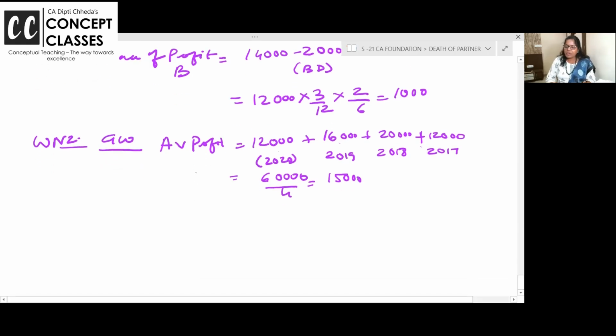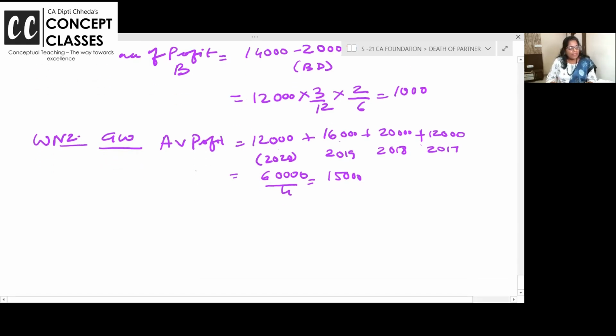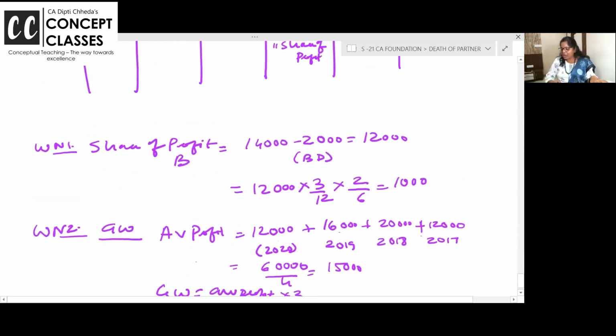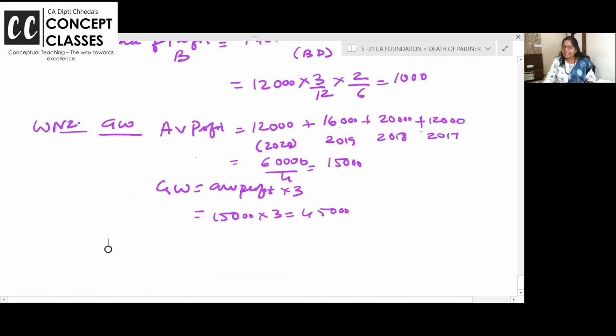Sure. So you all got average profit. Now goodwill is three times average profit. Average profit multiplied by 3: 15,000 into 3, 45,000 is the goodwill. You can make the table, and there is an even shorter shortcut. The goodwill working note is finished. Clear? No need to do the gaining ratio, sacrificing ratio and table.